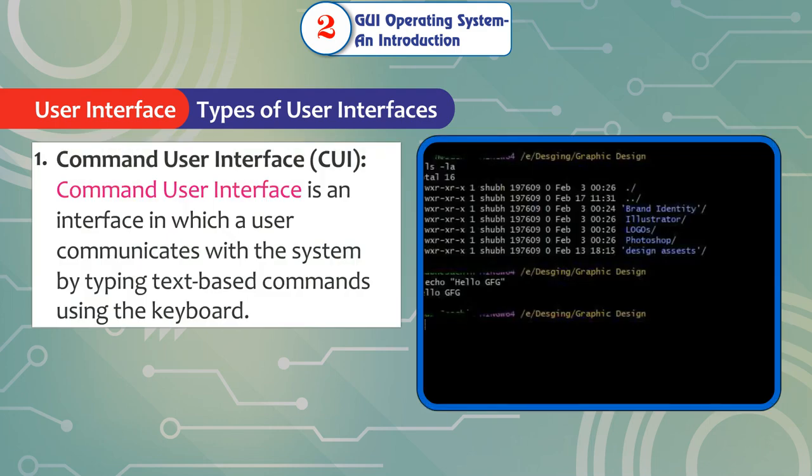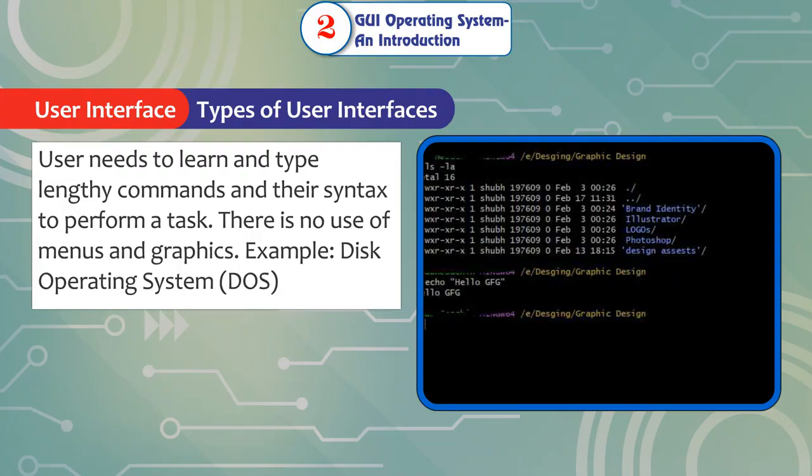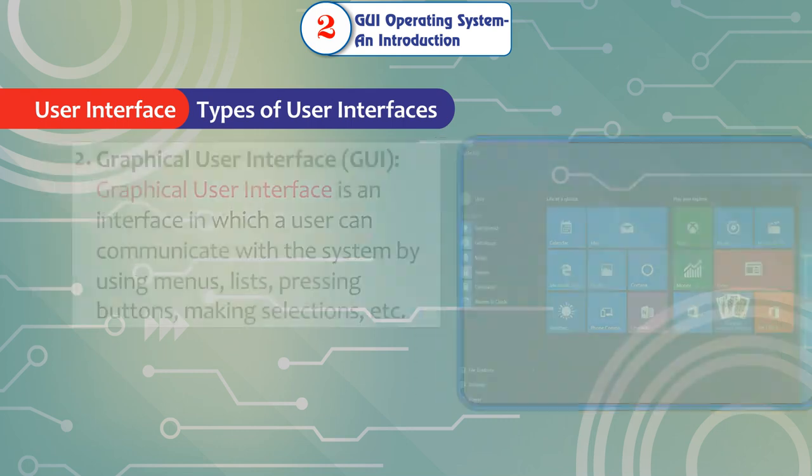1. Command User Interface. CUI, Command User Interface, is an interface in which a user communicates with the system by typing text-based commands using the keyboard. The user needs to learn and type lengthy commands and their syntax to perform a task. There is no use of menus and graphics. Example: Disk Operating System, DOS.